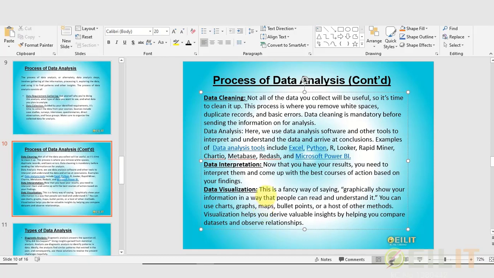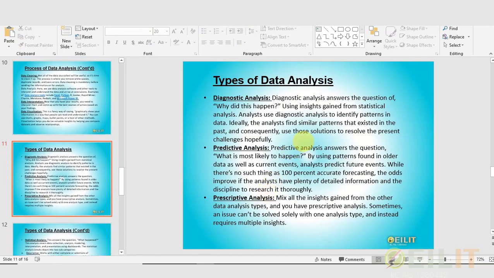Are there some relationships that exist? Are there some redundancies from the data sets? So data visualization is the last process of data analysis. There are different types of data analysis. The first one is what we call diagnostic analysis. In diagnostic analysis, we are trying to answer questions of why things happen.